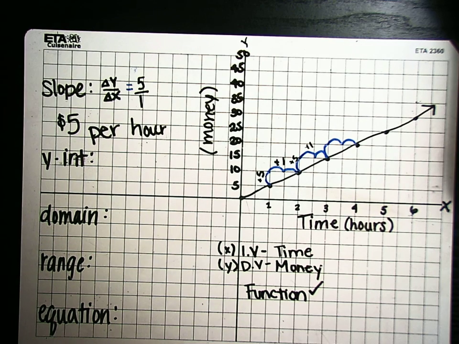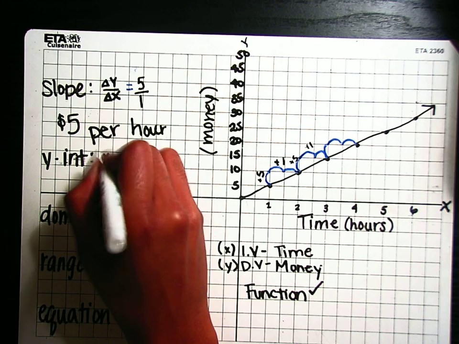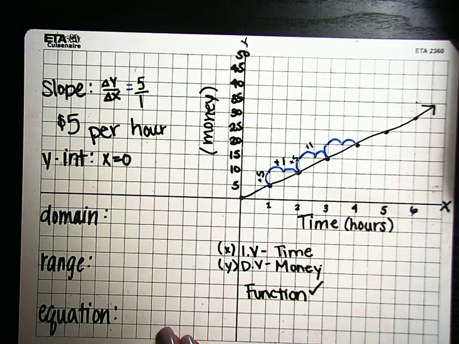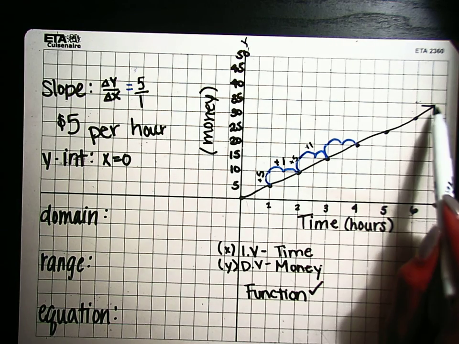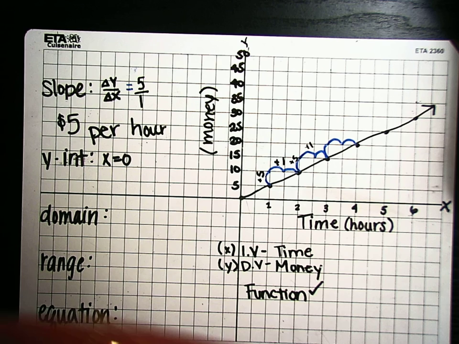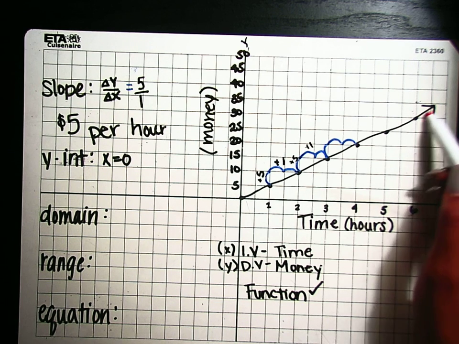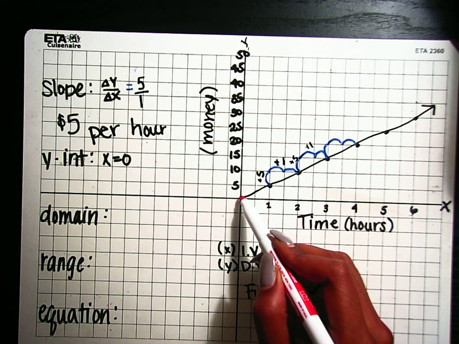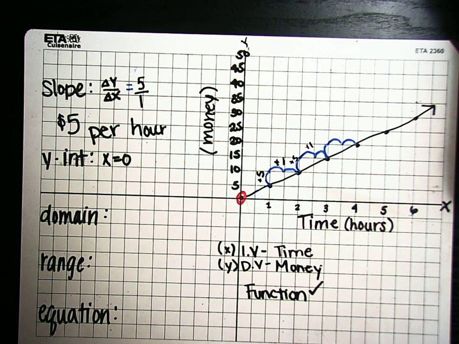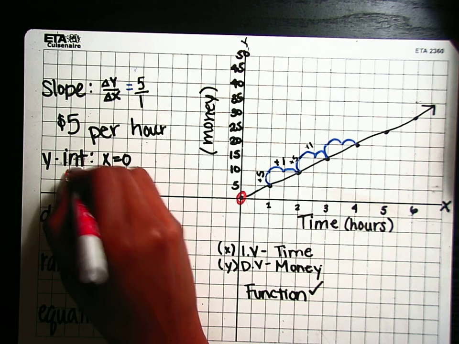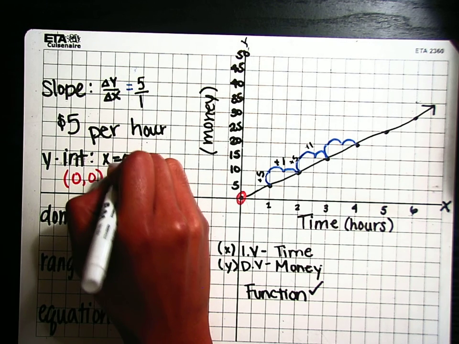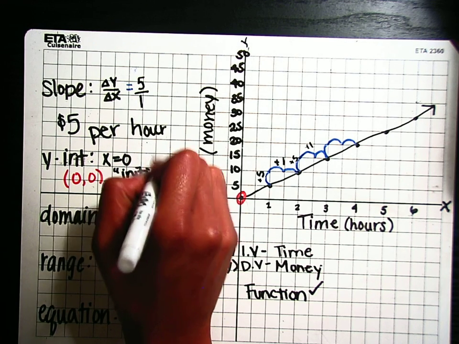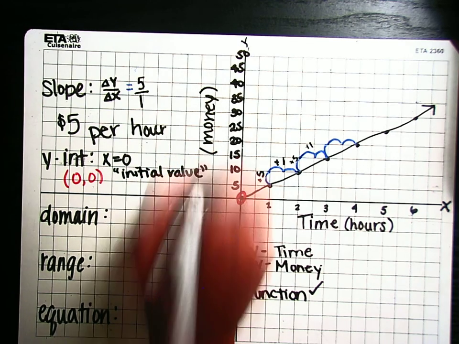Now, looking at my y-intercept, we know that y-intercept is when x is equal to 0. That's when we cross the y-axis. As I did on my previous example, I'm going to take my pencil and take it all the way along the line, the graph, and I'm going to stop whenever I cross the y-axis. So this is where I cross my y-axis. That point is at 0, 0. This y-intercept is telling me my initial value. It's telling me how much I start off with.